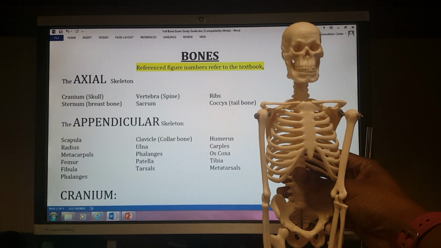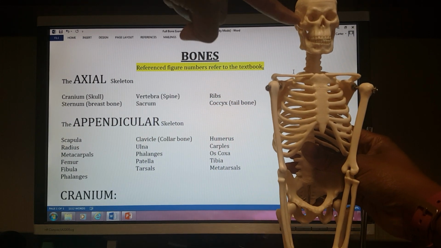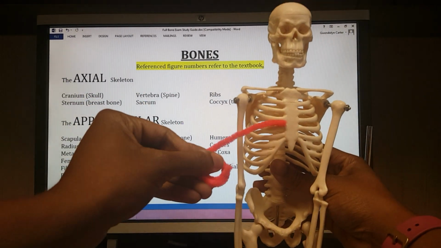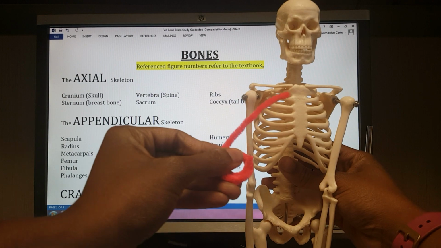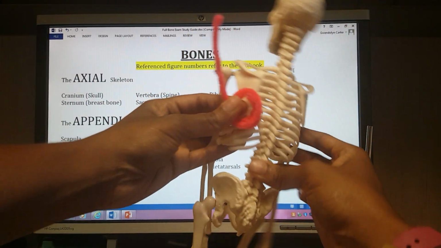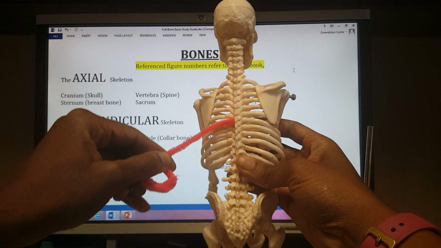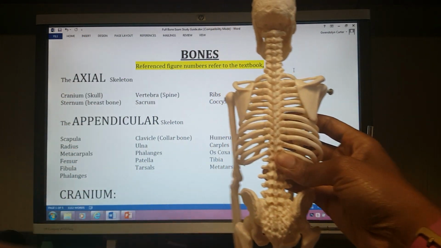So for our axial skeleton, you have your cranium, which is the skull. Then you have the sternum, which is your breastbone. The vertebrae, which is the spine. So let's flip him around to the back, see that better. So all the way down from the base of the skull, all the way down to your lower back region.